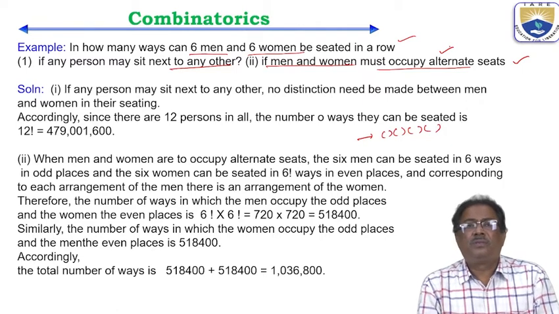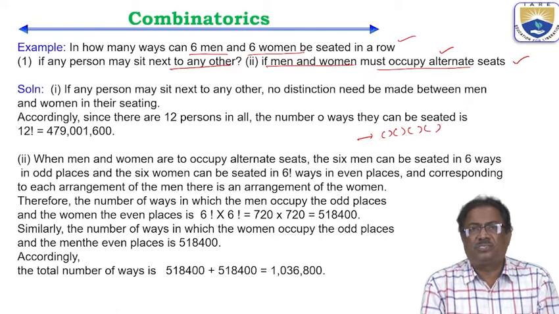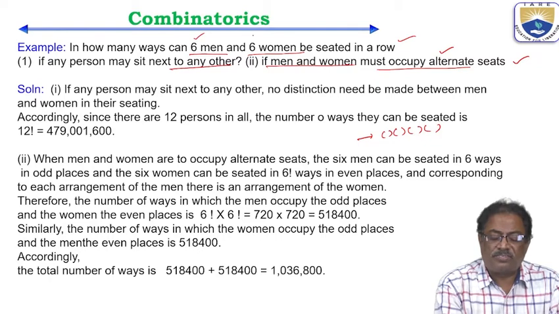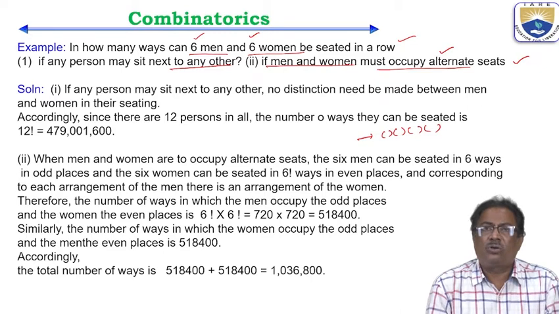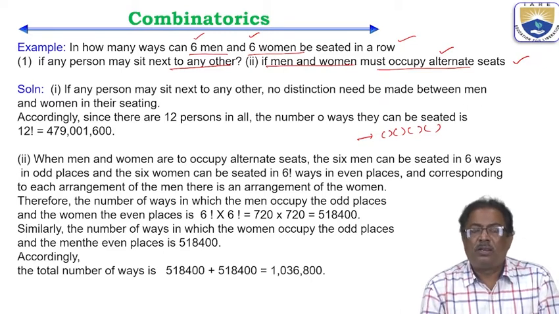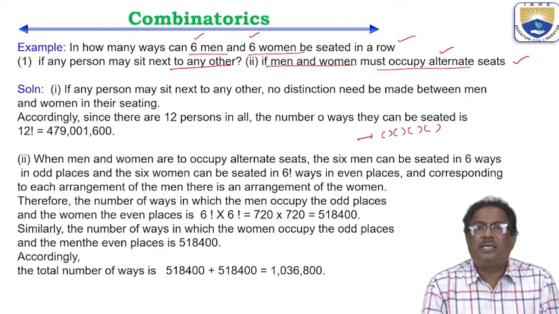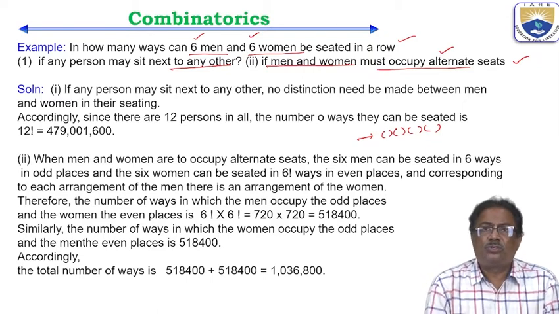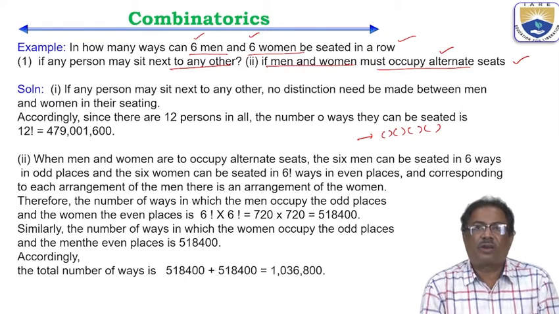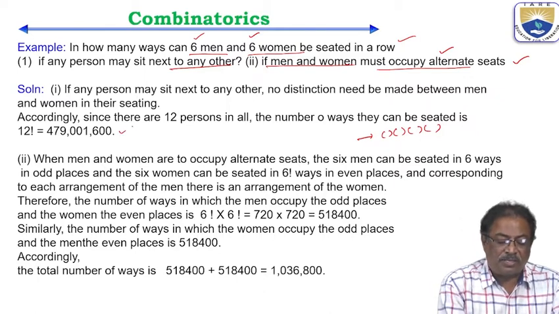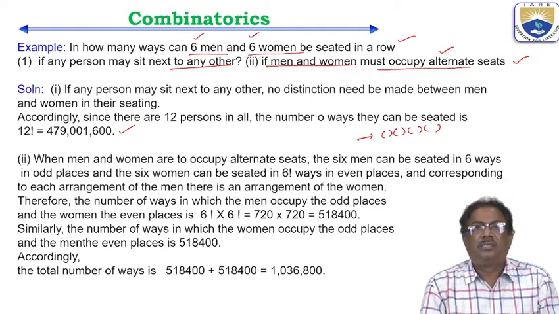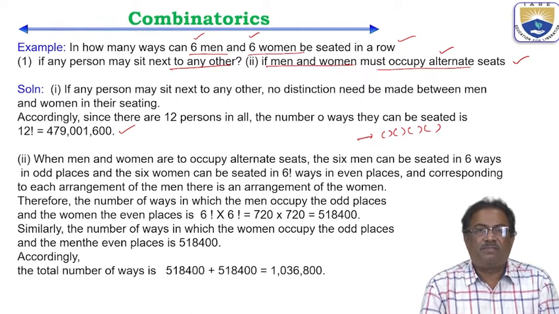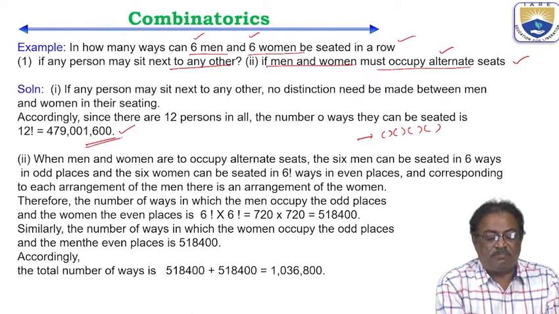Now the first condition, there is no condition. So 6 men and 6 women, in any order we can arrange. So 6 men and 6 women is 12 members in total. 12 members in any form we can arrange, so 12 members can sit in 12 factorial ways. So if there is no condition, it is these many ways.